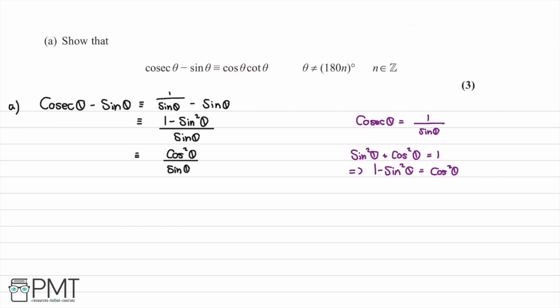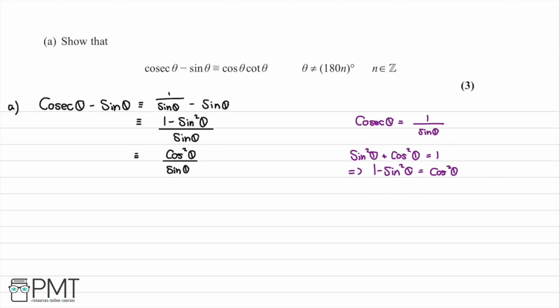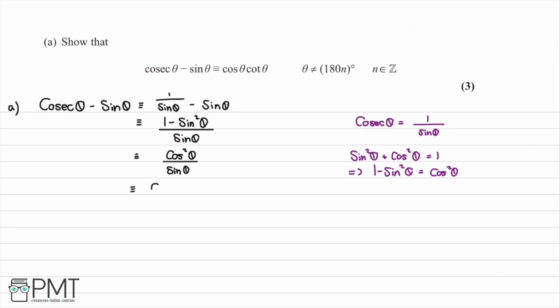The next thing we're going to do is note that we have a cos theta term here, so we'll separate this and rewrite it ever so slightly. This is equivalent to cos theta multiplied by cos theta divided by sine theta. Going from here to here, we've not used any identities. We've simply split our cos squared theta into 2 individual terms.